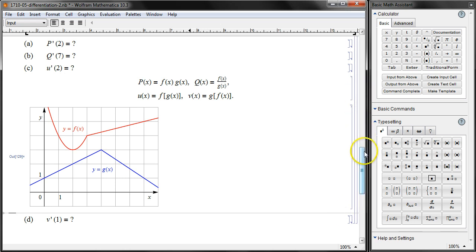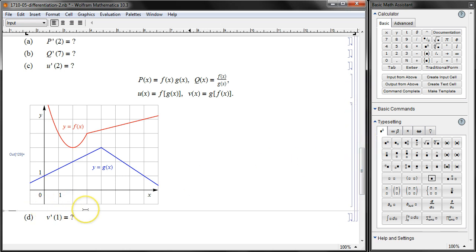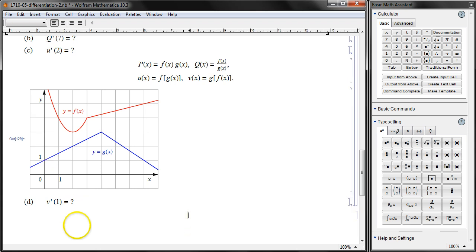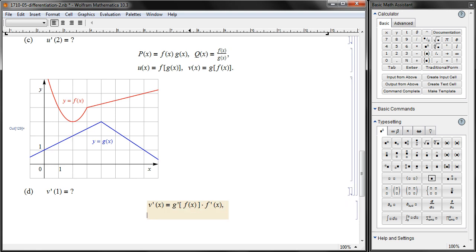How about the next problem? Well, okay, we'll try to do this. Let's see. Phi prime of x is equal to the derivative of the outer function, so g prime of f of x times f prime of x. This is what we get from the chain rule. And we want phi prime of 1, so g prime of f of 1, because we are replacing x by 1, times f prime of 1.